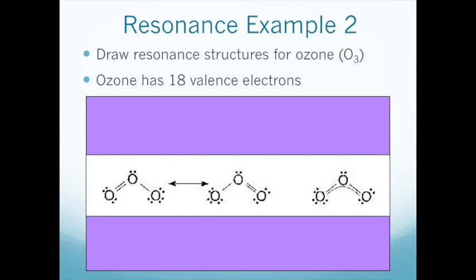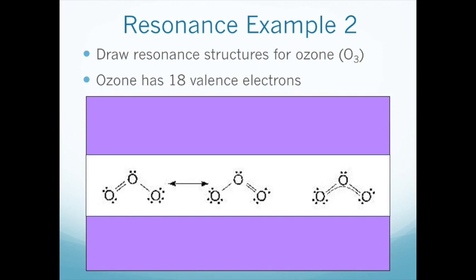Now, in this case of ozone, or O3, ozone has 18 valence electrons, 6 for each of the oxygen atoms. Now, you can account for this either by placing a double bond between this oxygen and the central oxygen, or by placing it between this oxygen and the other oxygen. And since these are equivalent, they exist simultaneously in equal distributions in all samples of ozone.